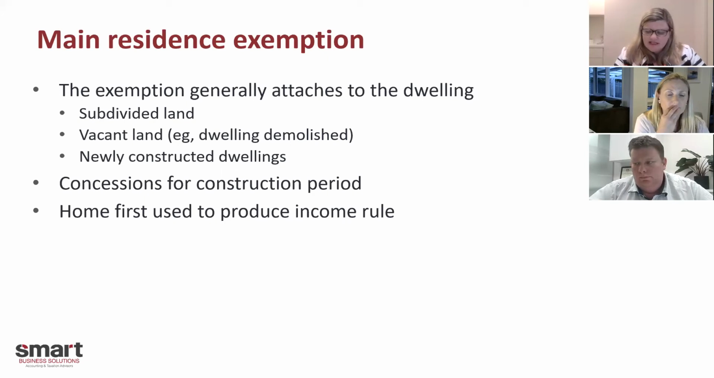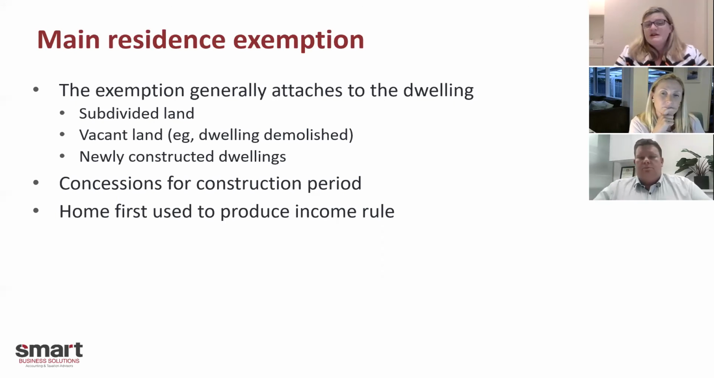And then newly constructed dwellings: if you've never lived in them, you won't be able to claim those as your main residence. Even if the land had your main residence on it forever, if you've demolished it and put, say, new townhouses on, but you never lived in them, then it's not main residence. There are some concessions for the construction period, when you've got an overlap in time. And there are some rules we need to look at, that your main residence could reset depending on when the home was first used to produce income, and there are some other rules around that area as well. So that's the capital gains tax side of it.